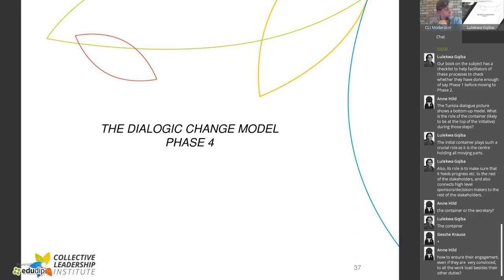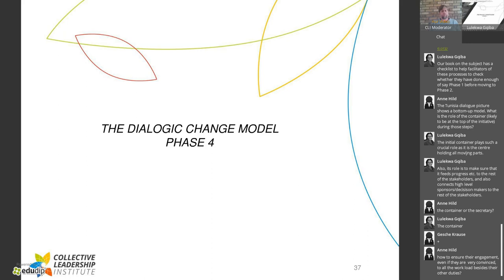And therefore, the container would report back to them on where the process is, or report to them in seeking a stamp of approval for something. But the container is also representative of the partnership. So the container is responsible to make sure that whatever is happening or needs to be done with regard to the stakeholder dialogue goes back to everyone that needs to receive that message.